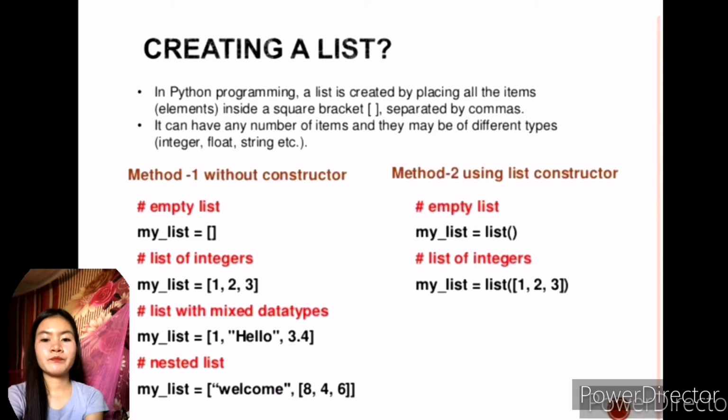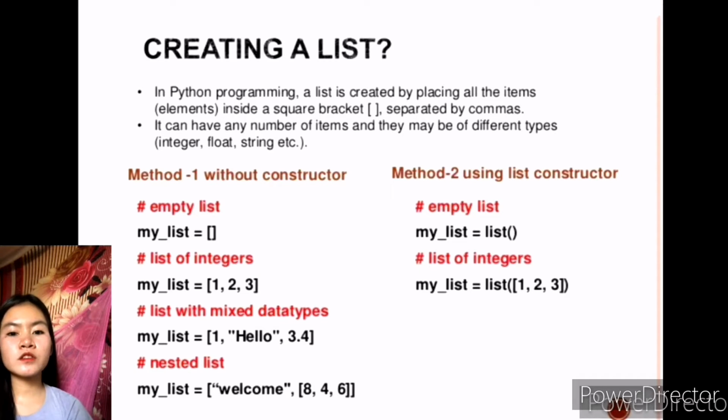Creating a list. In Python, a list is created by placing elements inside square brackets separated by commas. A list can have any number of items, and they may be of different types, which are integer, float, string, etc. A list can also have another list as an item. This is called a nested list.